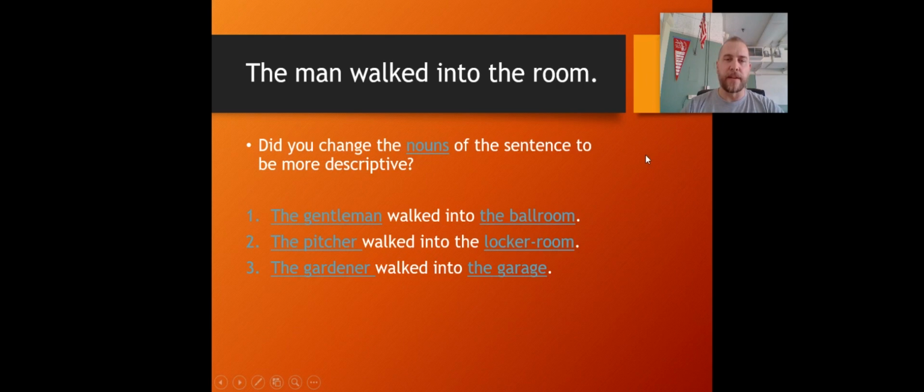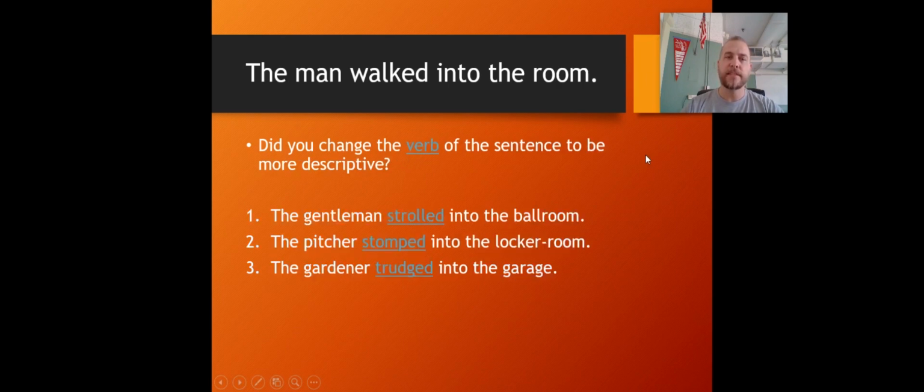Now, another change you might have made is, did you add a descriptive verb to the sentence? So did you change the verb walk to be something more descriptive of what was happening? The gentleman strolled into the ballroom. The pitcher stomped into the locker room. The gardener trudged into the garage. Once again, we're getting more detail.